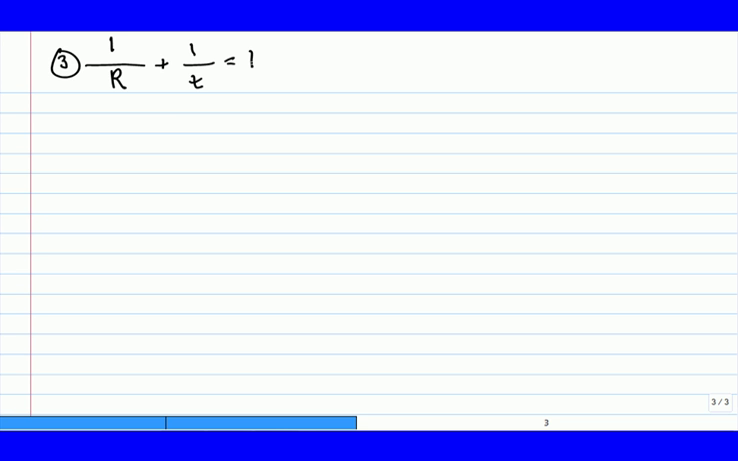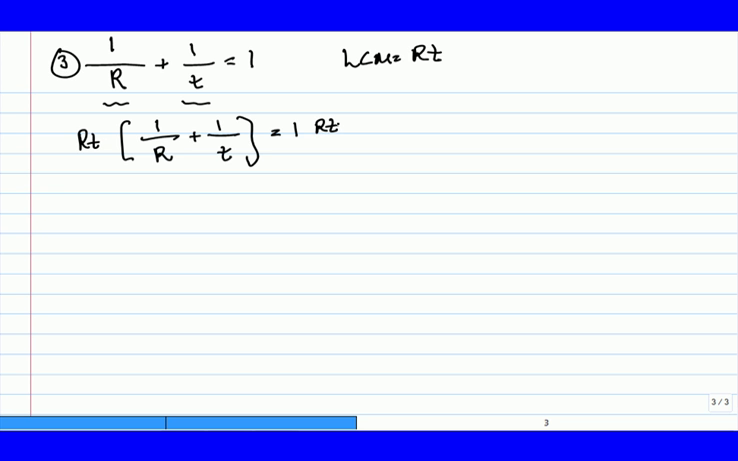Now, when you have rational equations, what are the steps that you need to follow? You need to get rid of the rational expressions. So you need to get rid of this r and t in the denominator. What is the procedure? Multiply by the LCM. What's your LCM? RT. So you multiply both the left and the right by RT. That should get rid of the denominators.